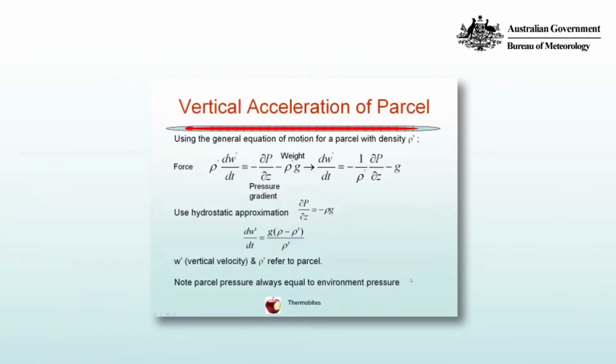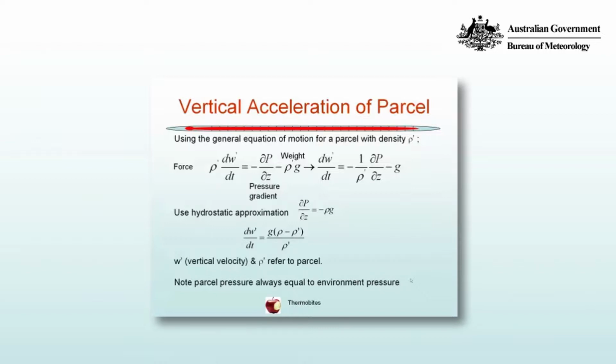Vertical acceleration of a parcel. If we use the general equation of motion for a parcel with a density ρ', then the force ρ' dw'/dt is equal to the pressure gradient, minus dp/dz, minus the weight of the parcel, minus ρ'g.